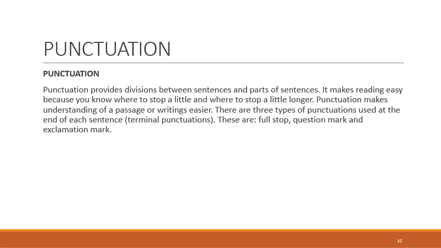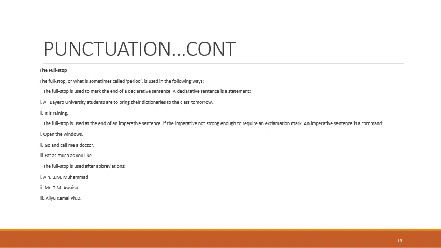There are three types of punctuation used at the end of each sentence. These are called terminal punctuations. These are full stop, question mark, and exclamation mark. Number one, what is a full stop? A full stop, sometimes called a period, is used in the following ways.